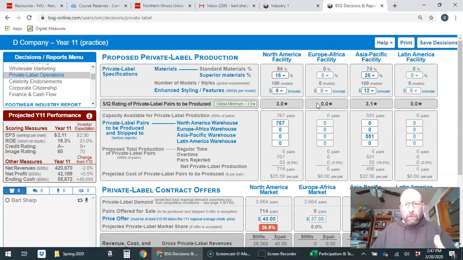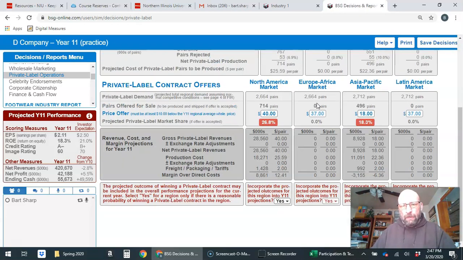So let's say you do offer 3-star shoes, the minimum quality, and you are the lowest bidder. Let's say $18 in Asia is the lowest bid. Okay, you will sell these shoes. They will buy from you. So awesome. You sold the shoes you wanted to sell. The problem is, if you look right here, private label demand in Asia is for 2,712 pairs. You're only offering them 496. They're going to buy these because you're the lowest bidder, right? But that means there's 2,200 and some pairs worth of demand that you're not satisfying.